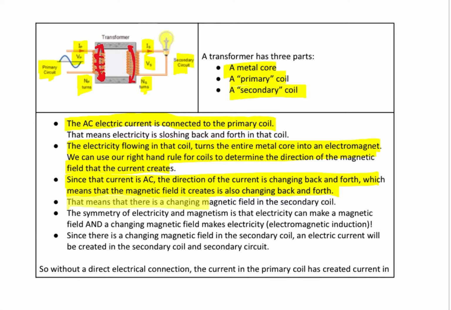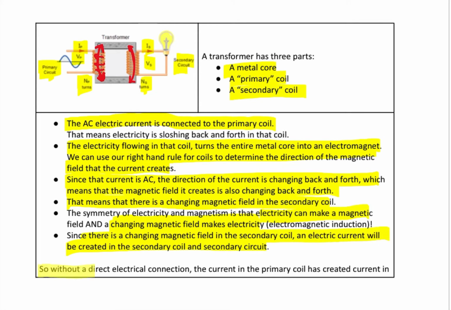That means that inside the secondary coil, there's a changing magnetic field that keeps flip-flopping over and over and over and over again. The whole point of today's topic, this induction thing, is that electricity makes a magnetic field and the changing magnetic field makes electricity. So in our secondary coil, this is exactly what we've got, a changing magnetic field. That changing magnetic field in the secondary coil is going to make electricity flow in the secondary coil.